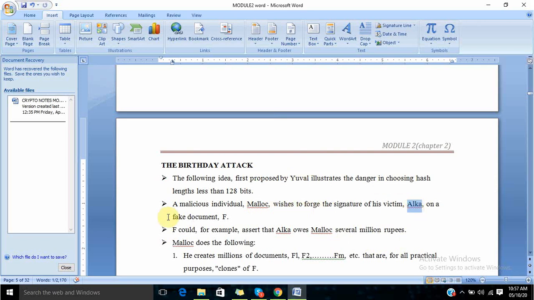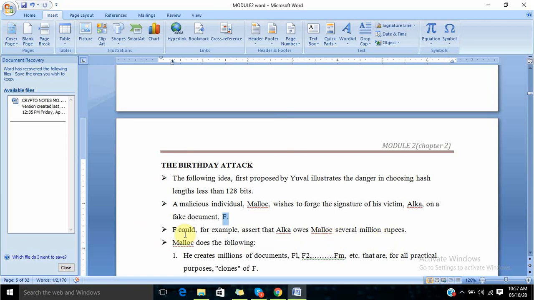Okay, so basically, on a fake document, students. Let's call it F. What does that document say? That document may say, for example, that Alka owes Malloc several million rupees. So the fake document created by Malloc says that Alka should give Malloc several million rupees, but actually that is not the truth.